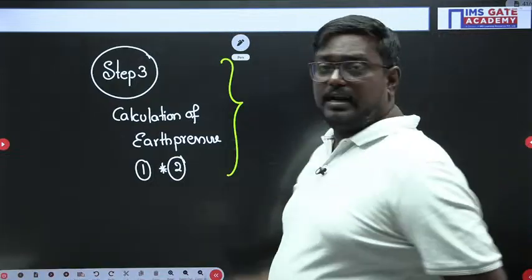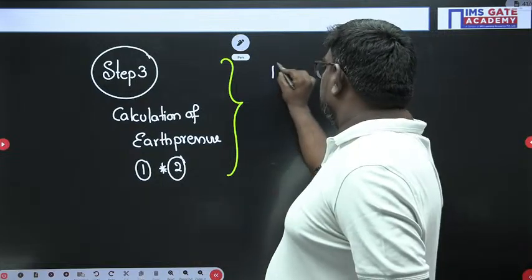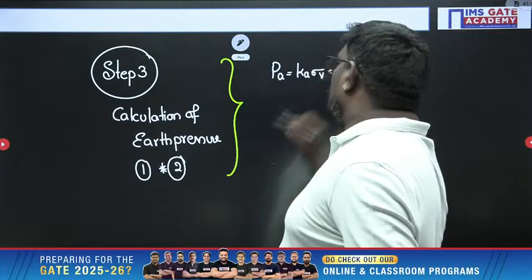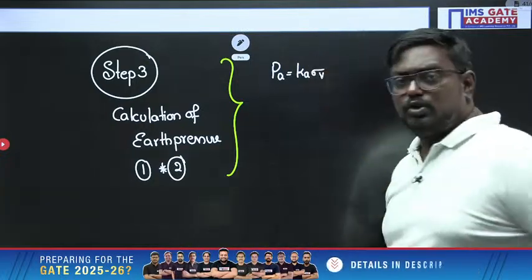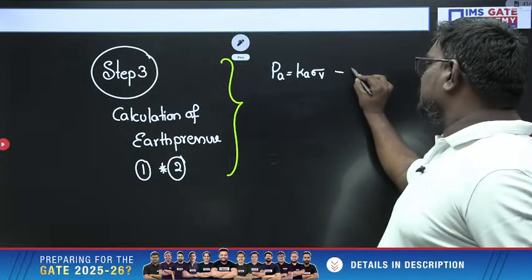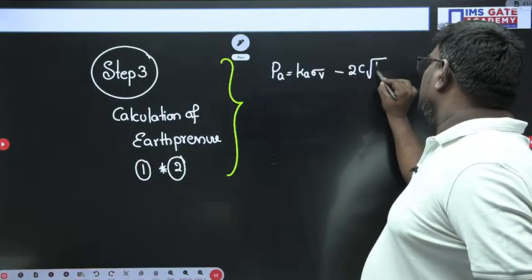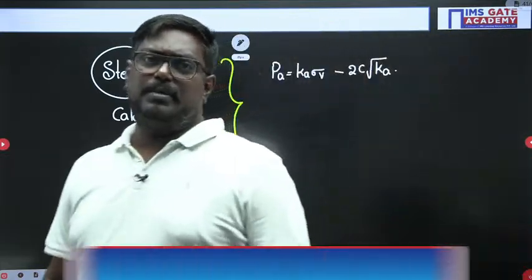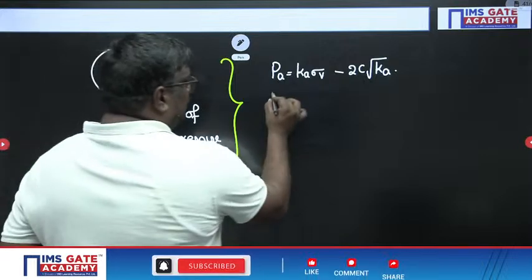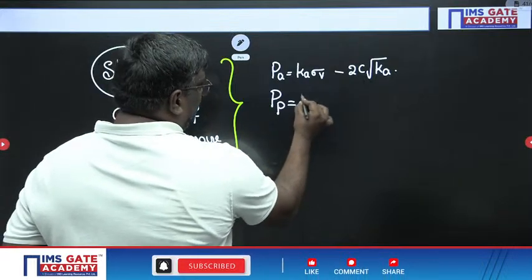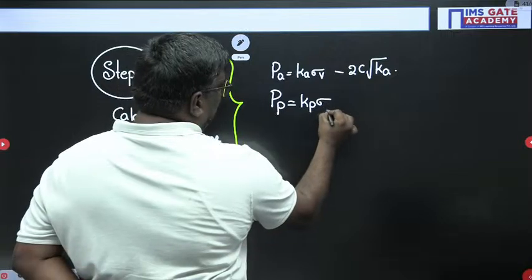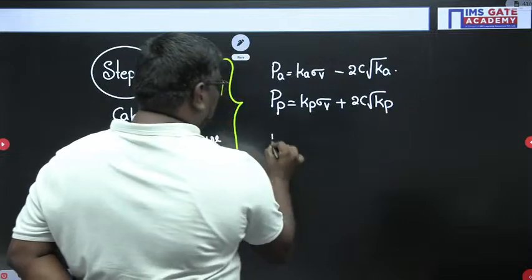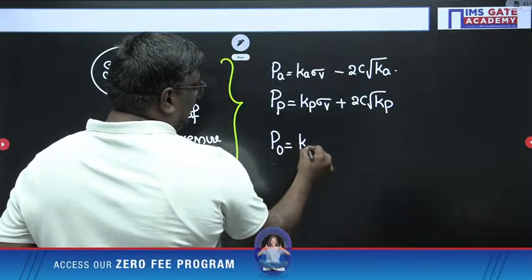If it is active earth pressure, we take it as K into sigma v, minus 2c root K for cohesive soils. For cohesionless soils, C should be 0. Always remember this. Similarly, passive pressure is Kp into sigma v plus 2c root Kp. And if they ask you for at rest pressure, you can say K0 into sigma v.